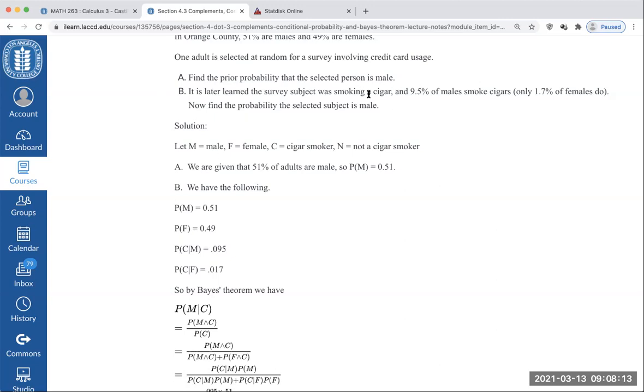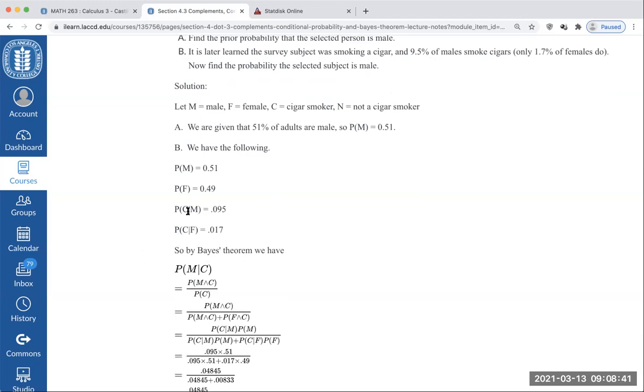We're given that 9.5% of males smoke cigars. So the probability that they smoke cigars, given that they are male, is 0.095. 1.7% of females smoke cigars. So the probability that they smoke cigars, given that the person is a female, is 0.017. So let's figure out the probability that the person is male, given that they smoke a cigar.